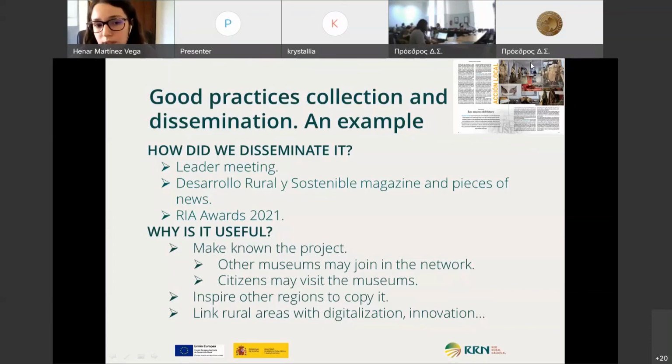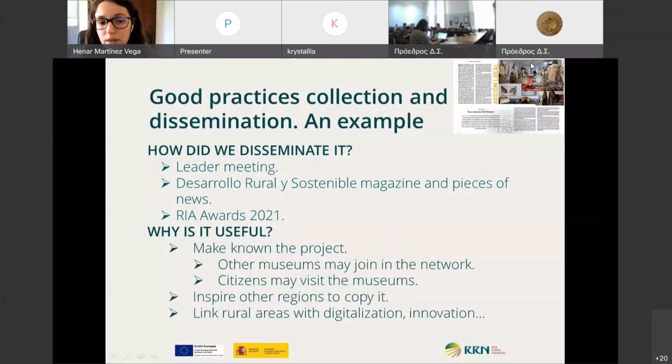So why do we think that this is a good way to revitalize and to have a good perspective of the rural areas? Because through this dissemination, we make the project known. That means that other museums of other rural areas, not from that region, but from other ones of Spain, may join the network, and maybe they can also copy this idea and open these museums that are now closed. And also because citizens and tourists may visit the museums because maybe they didn't know about these projects before.